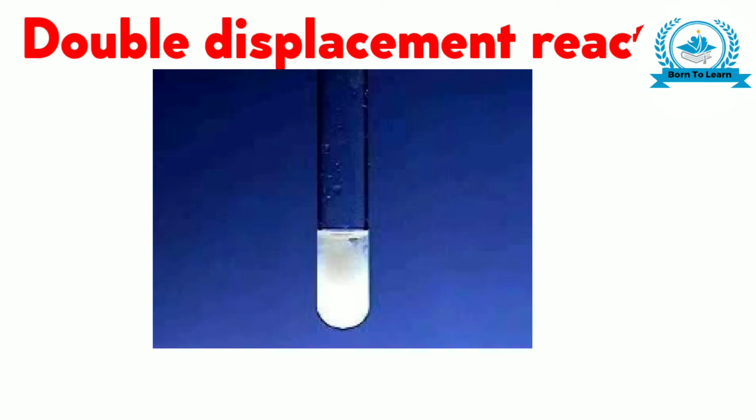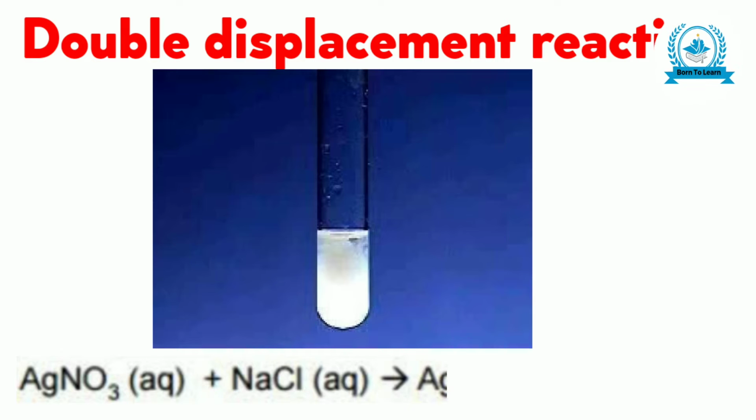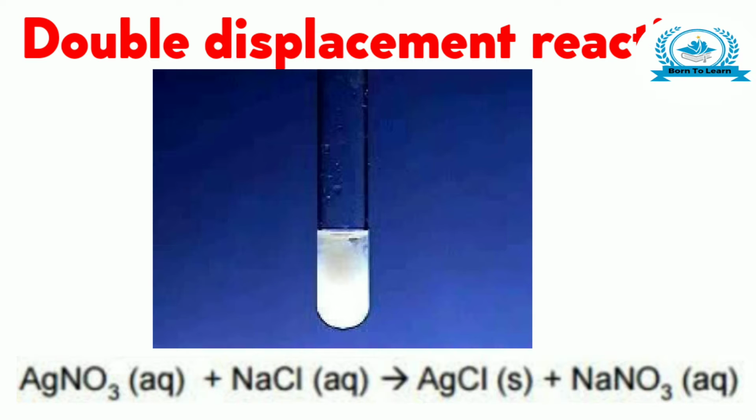Example: when silver nitrate solution is added to sodium chloride solution, then a white precipitate of silver chloride is formed along with sodium nitrate solution. AgNO3 (aq) plus NaCl (aq) gives AgCl (s) plus NaNO3 (aq). Silver nitrate plus sodium chloride gives silver chloride plus sodium nitrate.